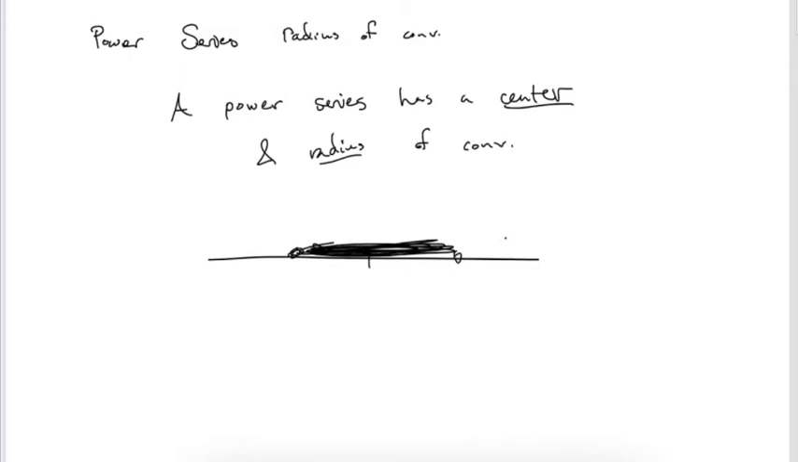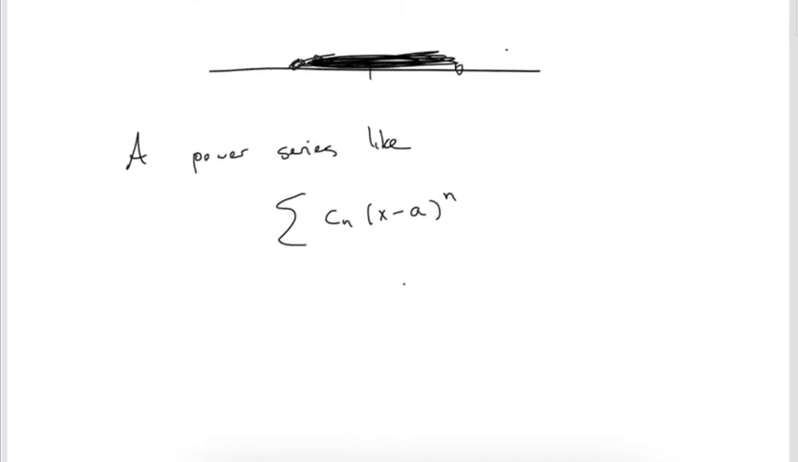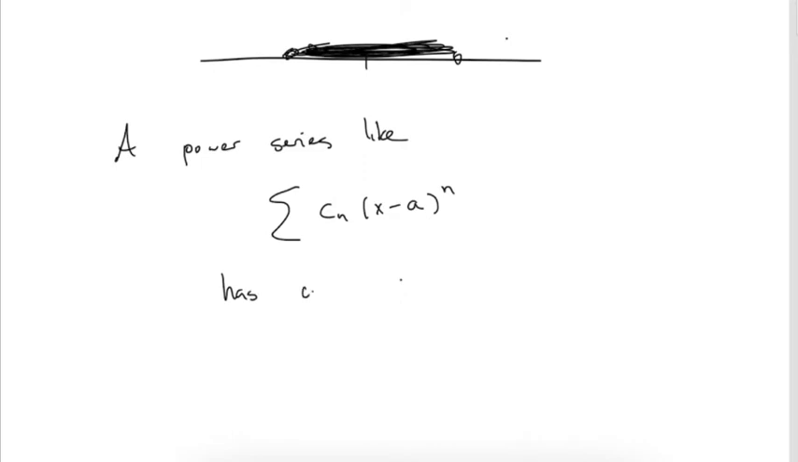Now, how do you find the center and how do you find the radius of convergence? The center is actually very easy to find. If I have the sum of Cn times (x minus a) to the power n, a power series that looks like this is called the power series centered at a. So this is how you find the center. It's just that number, a.